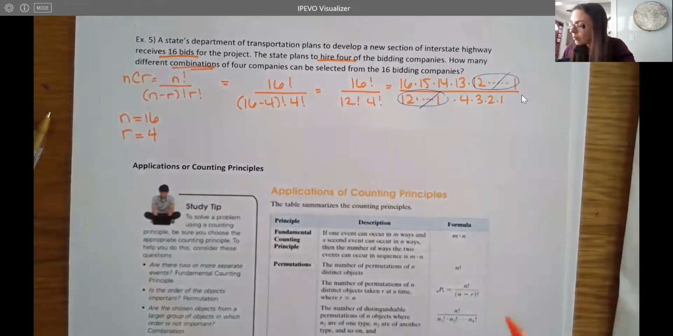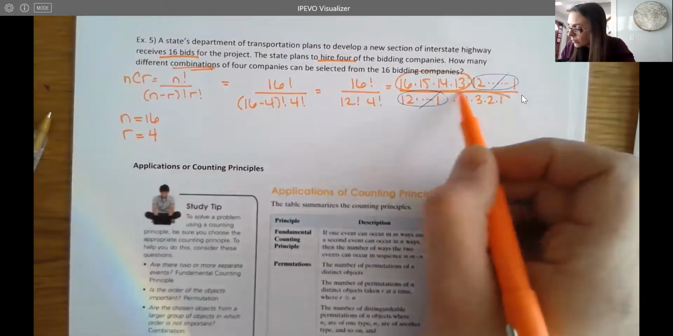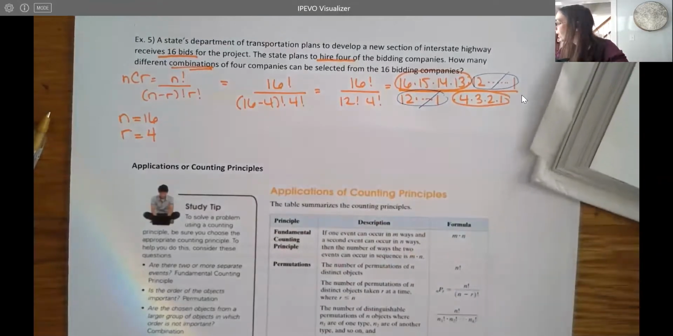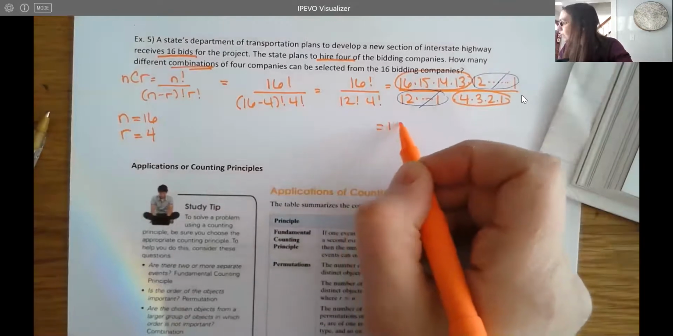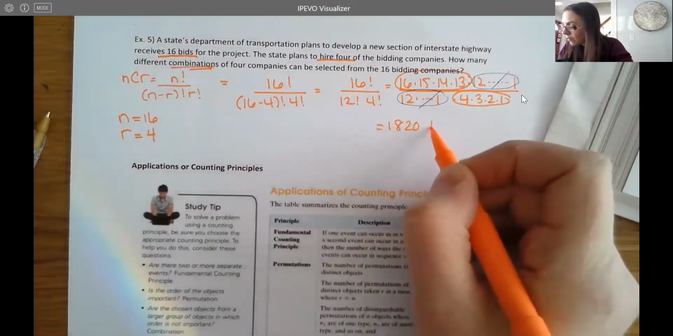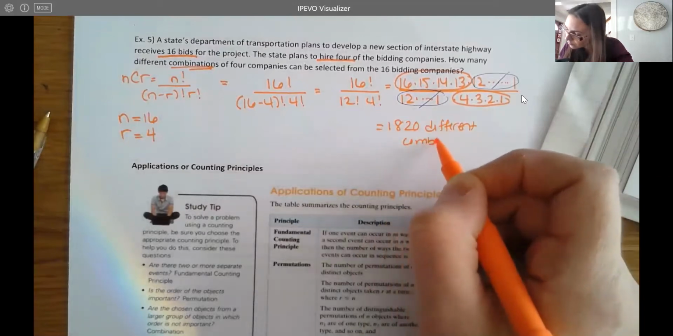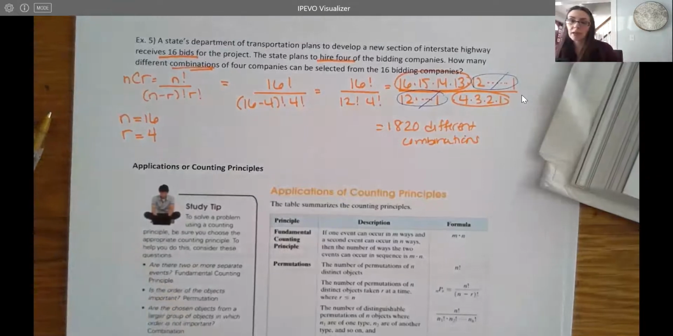Now, if I want to cancel a little bit more, I can here. But now I have a pretty easy multiplication to do. So I have these numbers on top, these numbers on bottom. And when I multiply those out, let's see, I get 1,820 different combinations. And you can also do this on your calculator too.